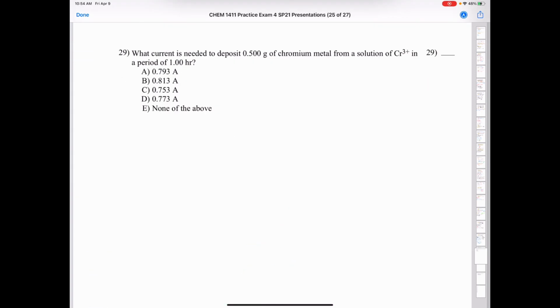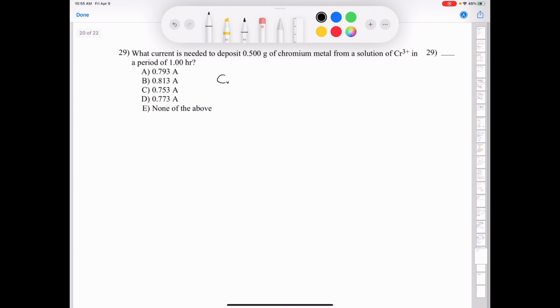Question 29, what current is needed to deposit 0.5 grams of chromium metal from a solution of chromium-3 ions over a period of 1 hour? Well, I know that my chromium-3 plus is being reduced by 3 electrons to make chromium metal. So that means for every 1 mole of chromium that I make, I need to have 3 moles of electrons to produce the chromium from the chromium-3 ions.